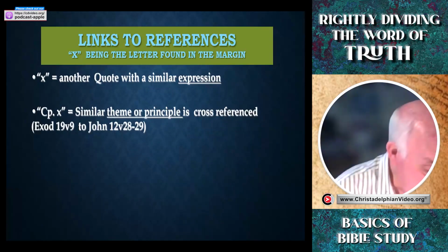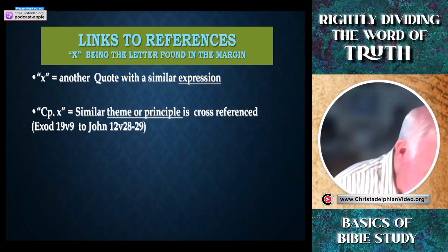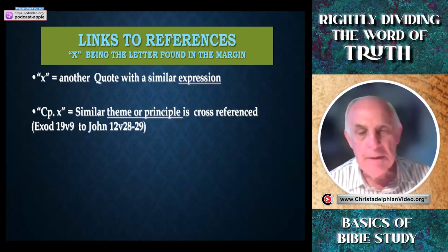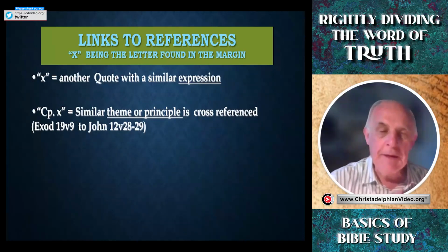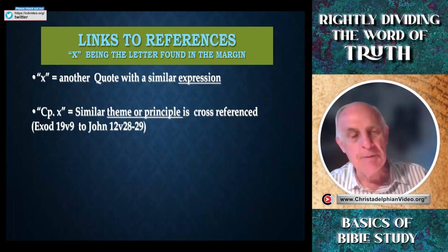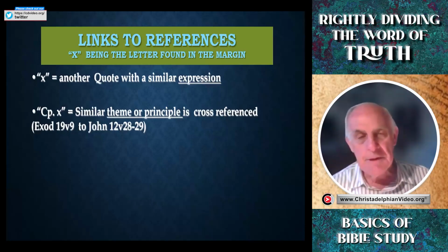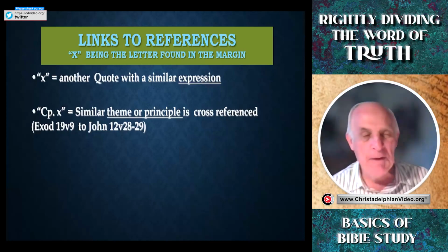So we come to John chapter 12, and this is the time when Jesus was making the entry to Jerusalem. And Jesus said in verse 28, Father, glorify thy name. There came then a voice from heaven saying, I have glorified it and will glorify it again. The people therefore that stood by and heard it said that it thundered, or that an angel spake to him. So you see, this is a similar type incident. Back in Exodus, God would be speaking from the mountain and they would be terrified by his voice. Here there was a voice like thunder that spoke from heaven to Christ. So they put a little compare in the margin to suggest to you to go and look at another similar type passage. So it's not just a similar expression, it's a similar theme or principle when you have a compare in front of the letter in your margin.